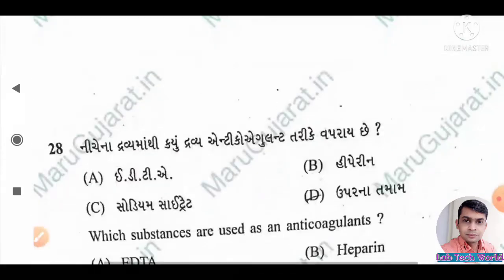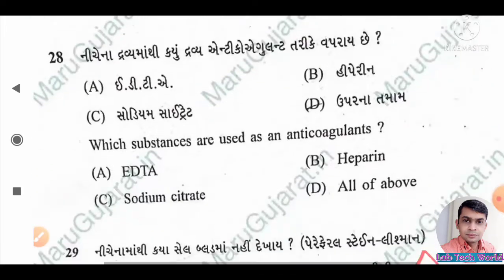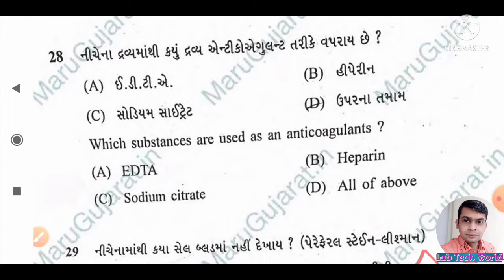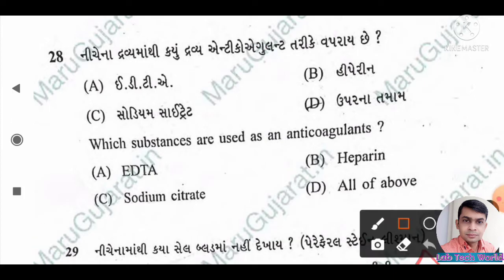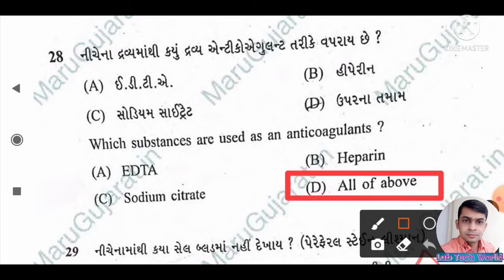Move to the next question, number 28. Which substance is used as an anticoagulant? Option A. EDTA, B. heparin, C. sodium citrate, D. All of the above. And the correct answer for this question it is D. All of the above. That means heparin, EDTA and sodium citrate all are examples of anticoagulants. So D is the correct answer for this question.